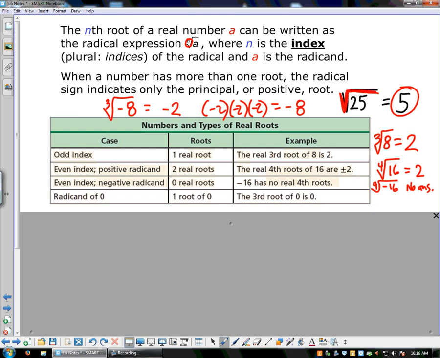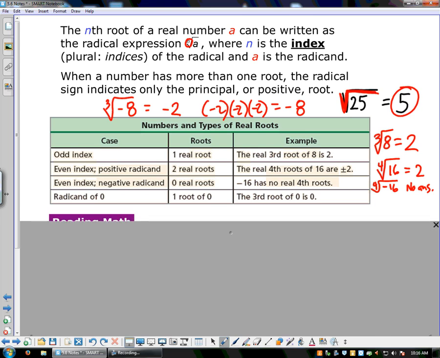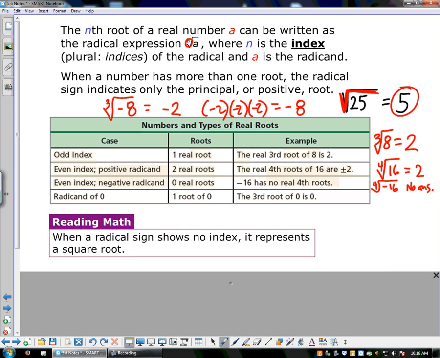Lastly, what if the radicand is 0? Then there's one root of 0. For example, the cube root of 0 is 0. The square root of 0 is 0, and so on. By the way, when a radical sign shows no index, it represents a square root. So if I write a radical sign over 64, that really means the square root. I could put a 2 there, but that's never done. So we'll just write square root of 64 is 8.